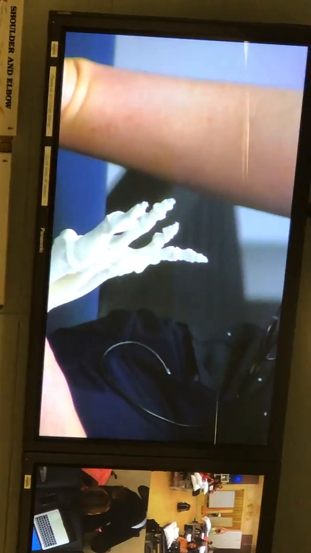Any questions so far? Okay. Just to clarify, for the MTP, you're supposed to put it in slight extension, and the IP is supposed to be in slight flexion? Exactly. Just look at your resting position, and you put the joint in the resting position.